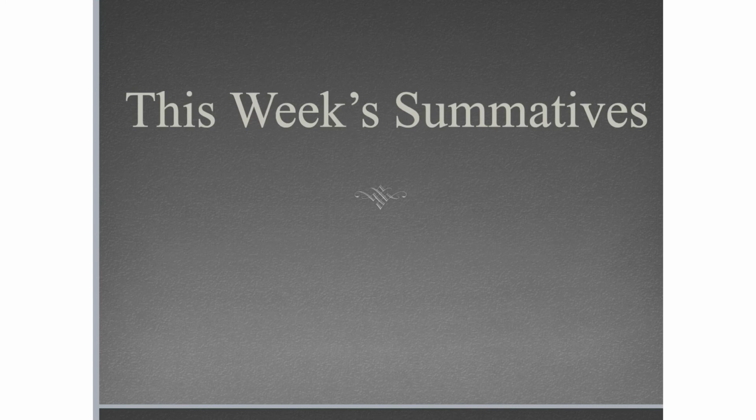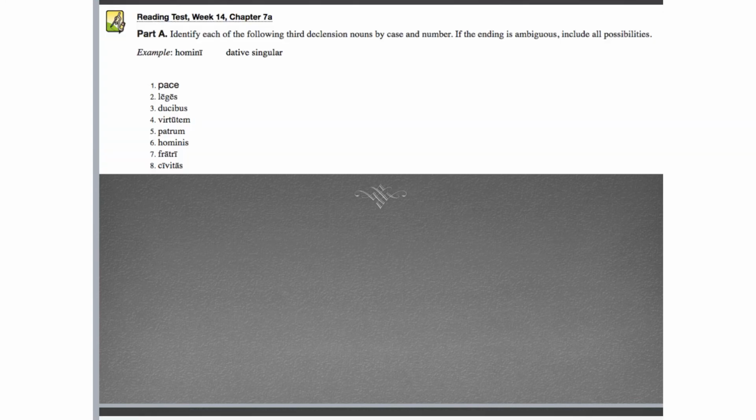All right, let's take a look at this week's summatives. So here's the reading, and there's a part A and a part B, and you're just identifying by case and number. So use those charts. Good time to practice. I'll do the first couple for you. So pace, with that E ending, is going to be ablative singular. Leges, so that ES is going to be either nominative or accusative plural. As I said, make sure to review those charts, make sure to know those, and identify the case and number of those forms.